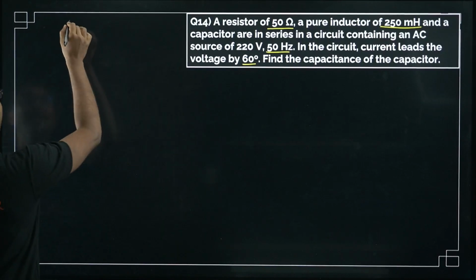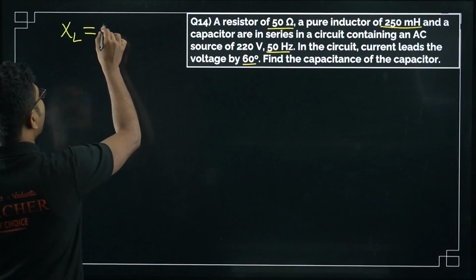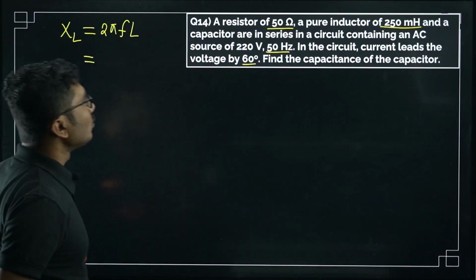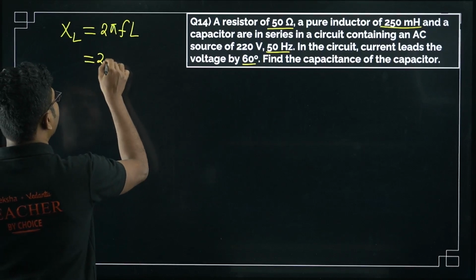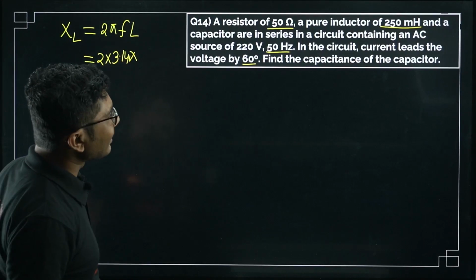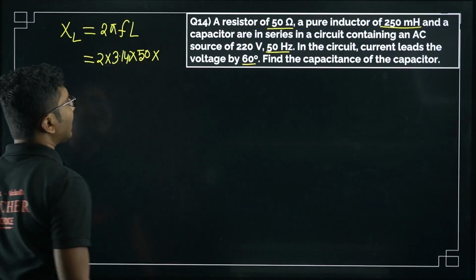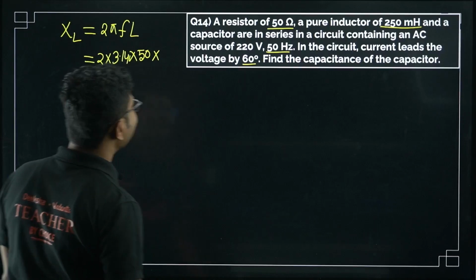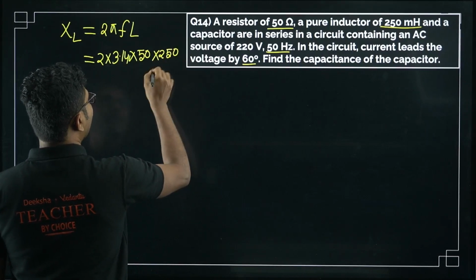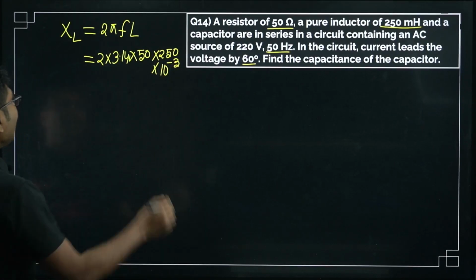So first step, XL. First step again, XL. What is XL? 2 pi F into L. Okay, so 2 pi, 2 into 3.14. Again I am just showing you the steps. Final calculations are up to you, because I don't have any calculator. So 250 millihenry. 250 millihenry means 250 into 10 to the power of minus 3. So be careful, this is millihenry.